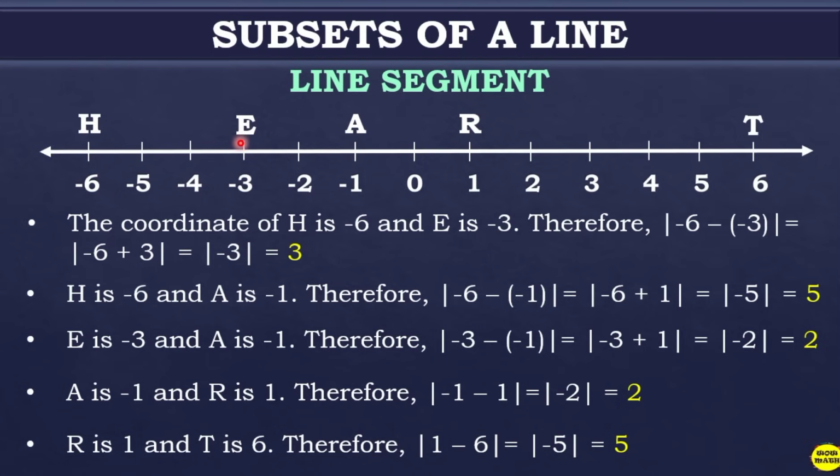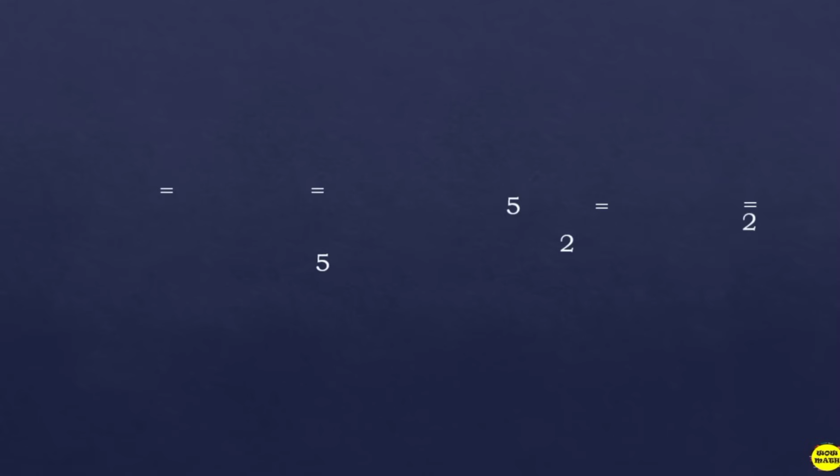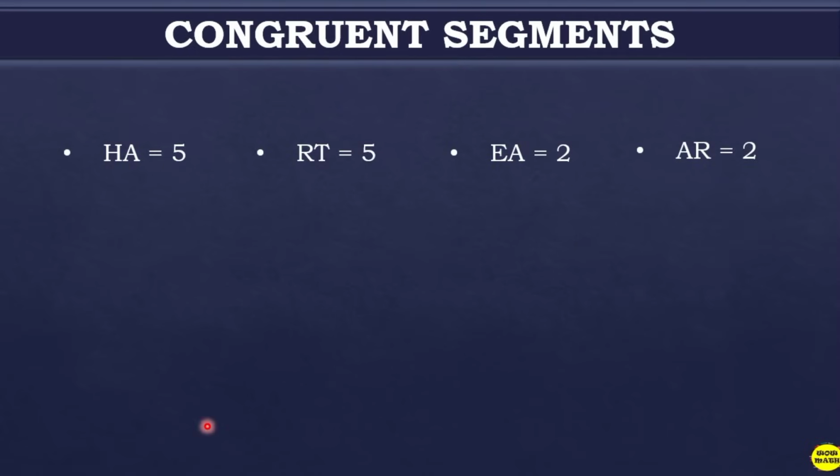So HE is equal to 3. And then HA is equal to 5. EA is equal to 2. AR is equal to 2 and RT is equal to 5. Okay. So I have here HA is equal to 5, RT is equal to 5, EA is equal to 2, and AR is equal to 2.